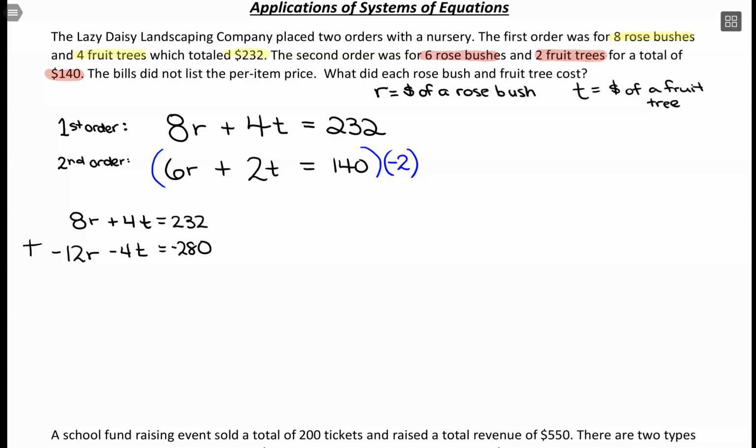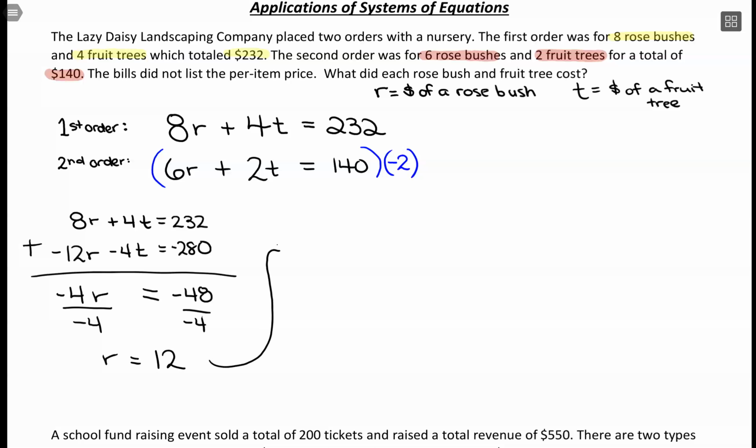And then we're going to add those 2 equations together. So 8 minus 12 is -4r. Positive 4t and -4t will cancel out to 0, which is perfect. And then 232 minus 280 will be a -48. And I'm just going to divide by -4 so I can solve for R. So I now found the cost of a rose bush is $12.